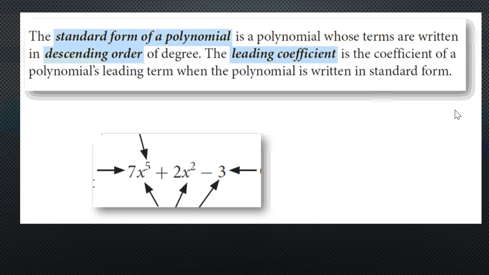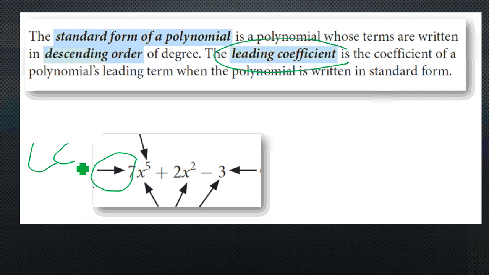Let's put all that together here. It says the standard form of a polynomial is a polynomial whose terms are written in descending order of degree. As we can tell, this is already in standard form. The leading coefficient is the coefficient of the polynomial's leading term when the polynomial is written in standard form. So if we highlight that, the leading coefficient in this case is a 7. I'm going to abbreviate there. The leading coefficient is a 7 because it's next to the highest exponent term.